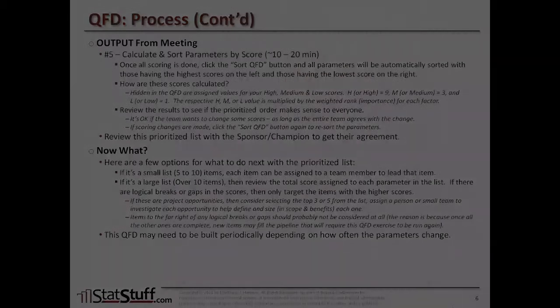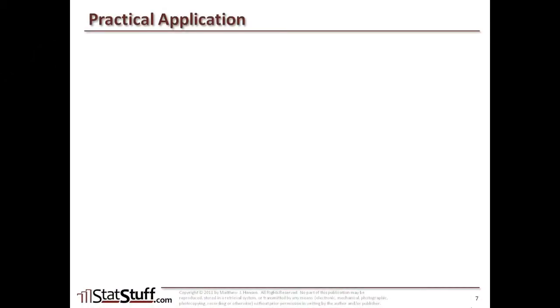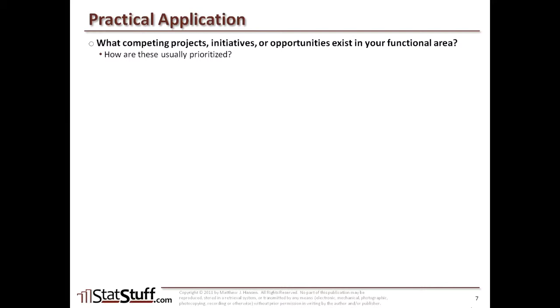All right, before we close this lesson, let's discuss how we can apply some of these concepts in a practical way. What I'd like you to ask yourself is, what competing projects or initiatives or opportunities do you see in existence in your current functional area? Based off of those items that you can identify, how are those items usually prioritized? What's the normal way your organization goes about prioritizing those kinds of things? Now, depending on how they do it, how would you prioritize them?